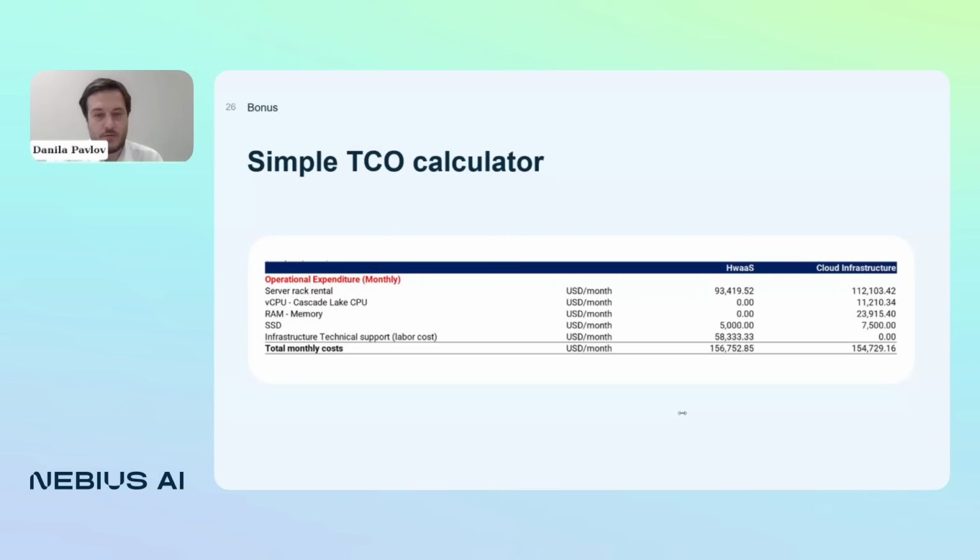Do you see the pricing for H100 decreasing in the foreseeable future, especially with the Blackwell coming soon?